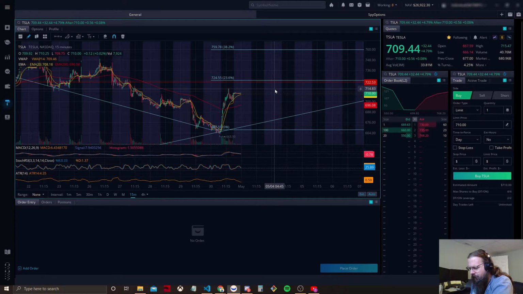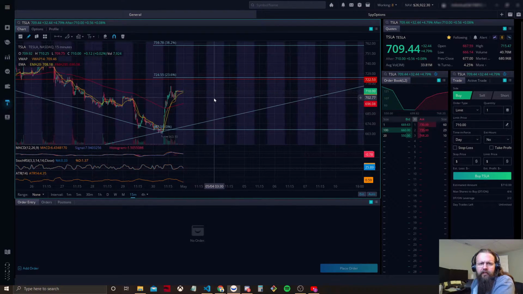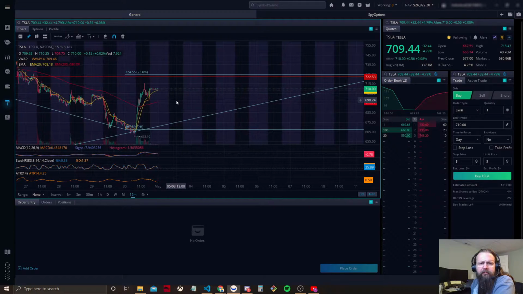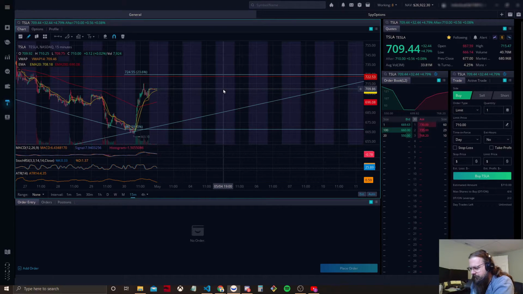So, I feel like 680, 695, 700 are all good entry points based on the ATR and what I'm seeing on the chart. Now, as far as exits, it kind of depends on when you get in. I have 715 as an exit. It's only $5 up.